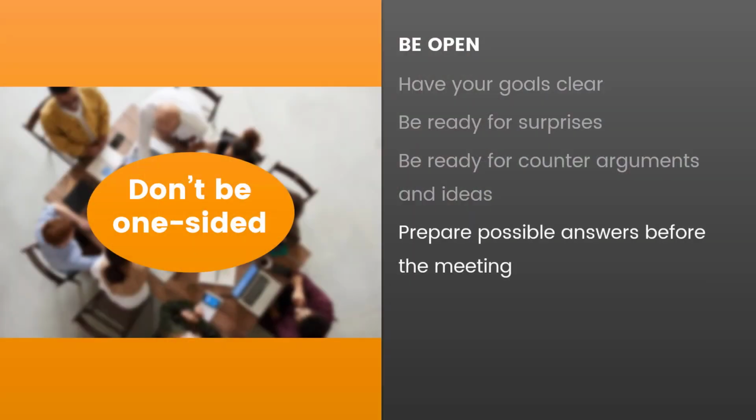Okay, prepare possible answers before the meeting. This is really important, especially if you're not a native English speaker, because this will help you better prepare and you'll feel much more confident and ready to answer people when they come back at you with something or a counter argument or some pushback on something.